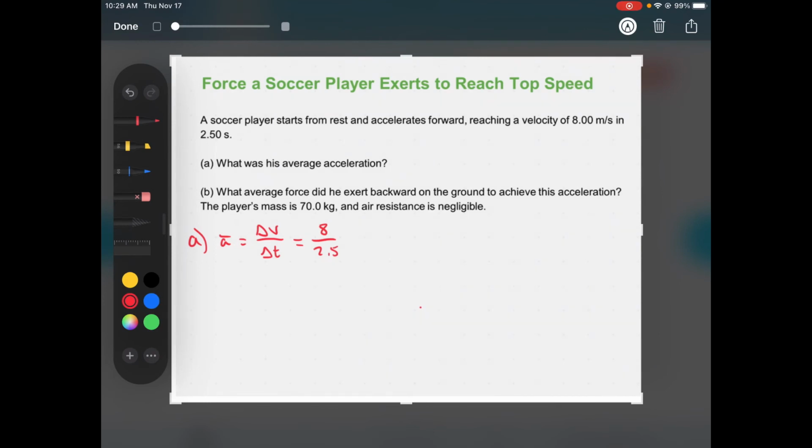So dividing that out, 8 divided by 2.5 is 3.2 meters per second squared. So we've got our acceleration now. For part B, we're looking for average force. Well, that means we're going to take this acceleration and use that with the mass that they're giving us, 70, to find our force. So pretty straightforward there.